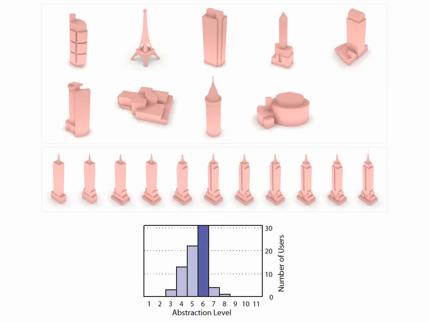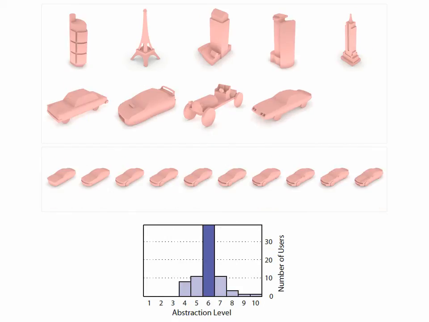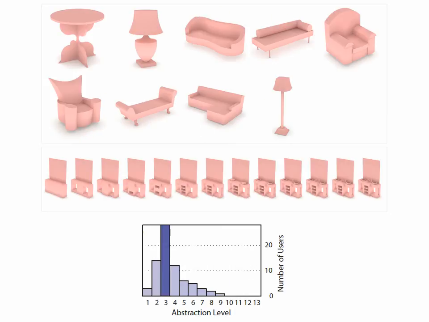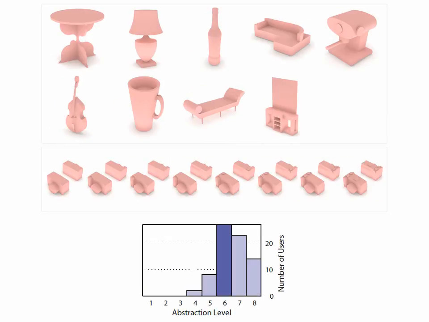The results of the second part show that, statistically, humans have similar preferences when it comes to choosing the best abstraction level for mutual consistency. More importantly, this closely matches the abstraction level computed using our method.